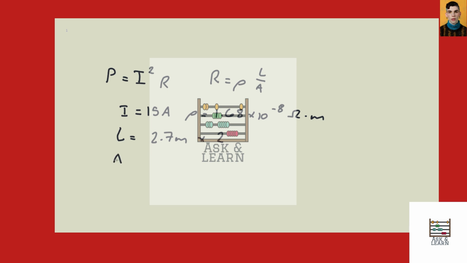The area, A, is given by pi times the diameter over 2 squared, and the diameter is given to us as 0.00129 meters divided by 2 squared. Here I've put it in meters rather than centimeters, that way we don't mess up our units.